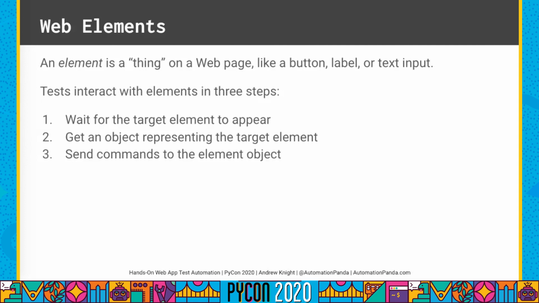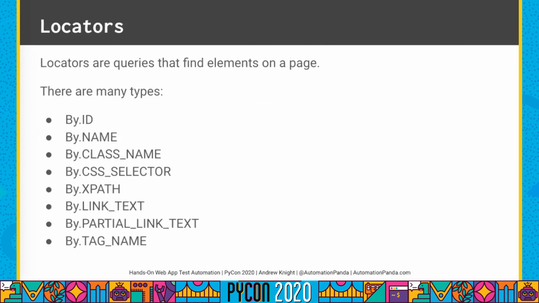As humans, we don't think twice about it. We go to a page and we just click it or type it or whatever. But we need to handle these carefully with test automation so that they're done right. When we try to get an element on a web page, we need to use what's called a locator. A locator is a query that finds an element on a page.